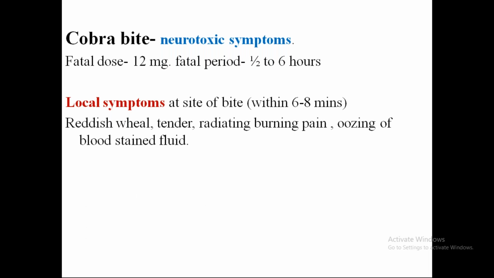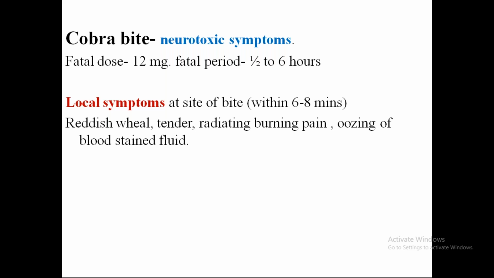So next, cobra bite. As we know, cobra bite is a neurotoxic poison, so it will produce neurotoxic symptoms. The fatal dose is 12 mg, and the fatal period is half an hour to 6 hours. There are two types of symptoms, local symptoms and systemic symptoms.